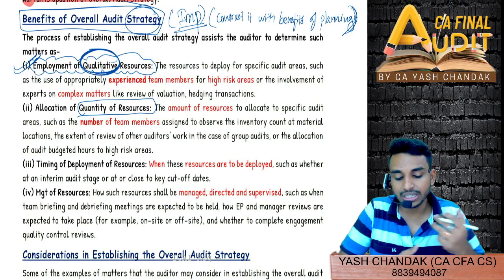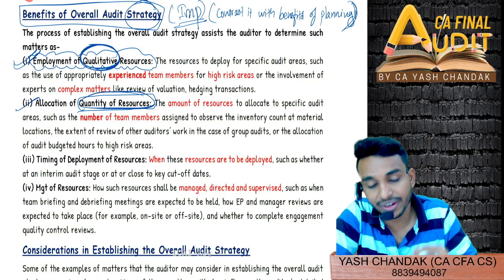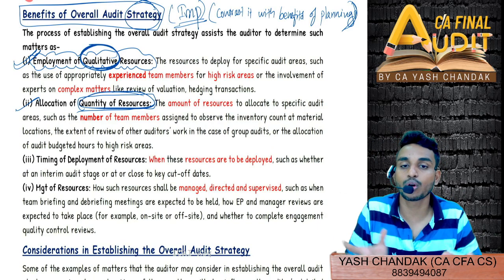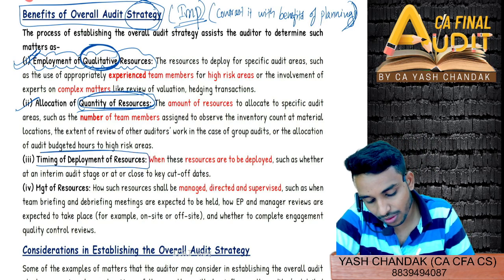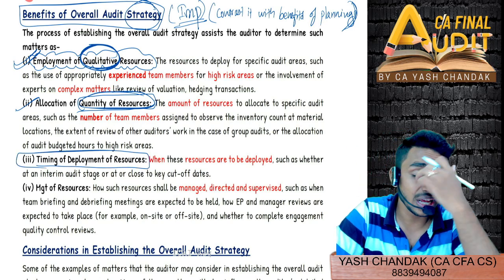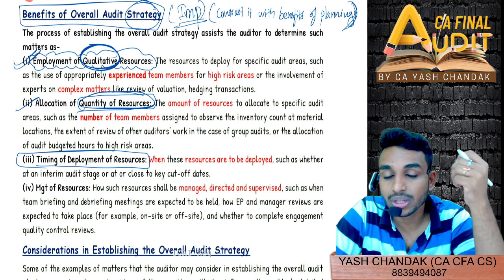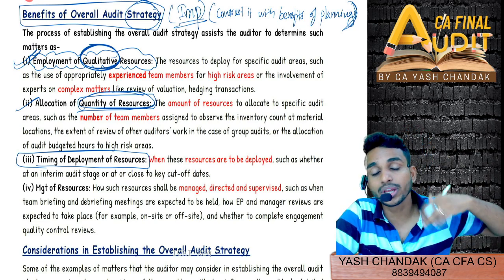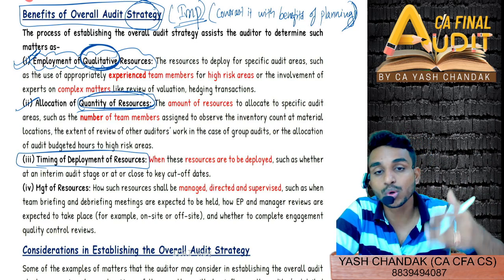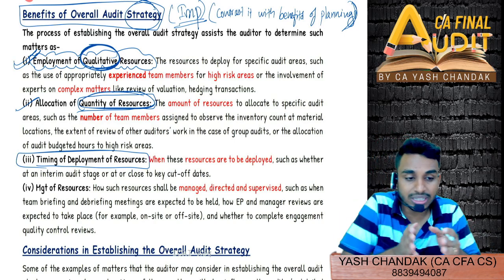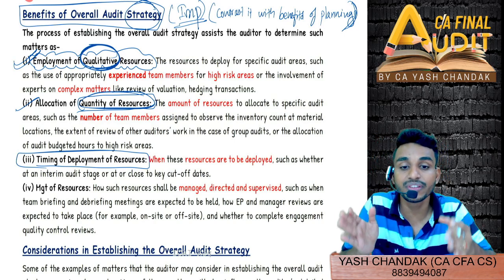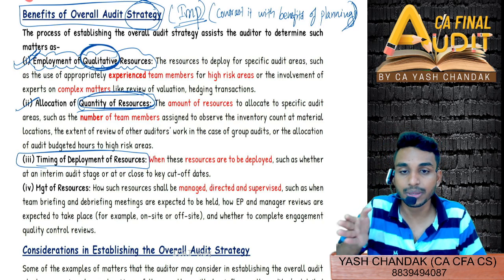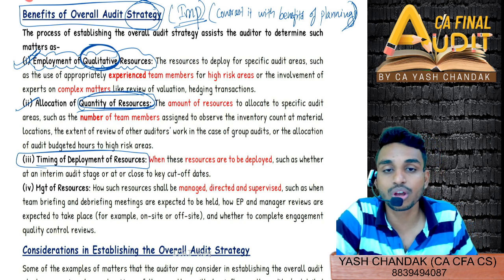So employment of the qualitative resources, allocation of the quantity of resources, when to allocate which employee to what work. Once you strategize, these are all the benefits. And then the timing of deployment of resources. Certain audits have very little time allowed to complete the audit. So in that case, are you employing a lot of professionals or resources during the completion phase or during the interim phase? You have to decide at which timing phase of the audit you are going to employ your resources, interim or final stage of the audit.